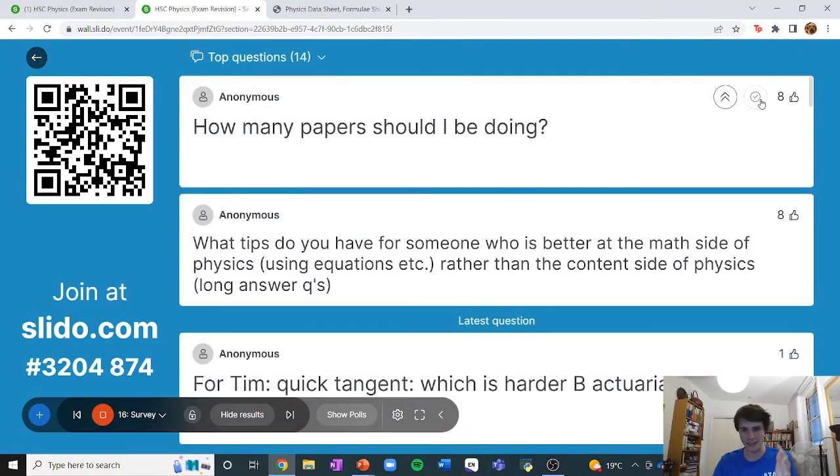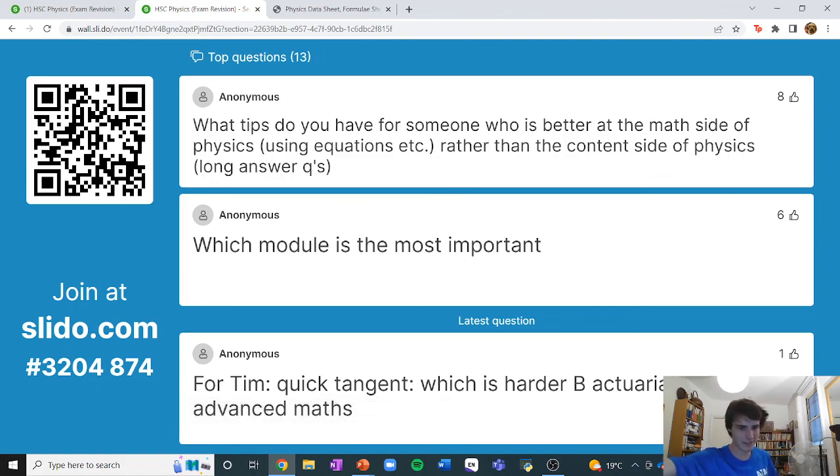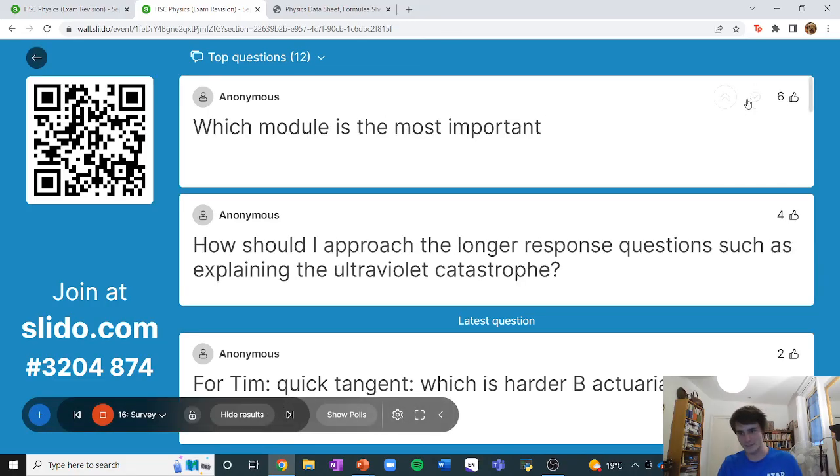So how many papers? I feel like I answered this beforehand, but just, yep. Okay, so which tips do you have? So for someone who's better at the math side of physics than the content side of physics, my techniques there will be to try and incorporate the math side of physics into the content side of physics. So that's by using those physics components to actually answer the questions and breaking them down into those longer responses. Aside from that, it's just going to be a lot of practice.